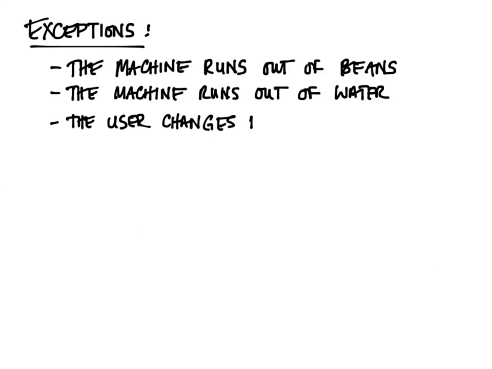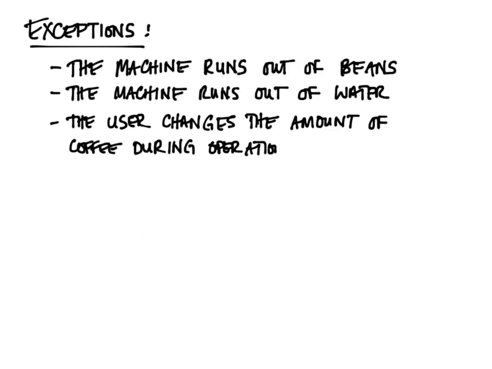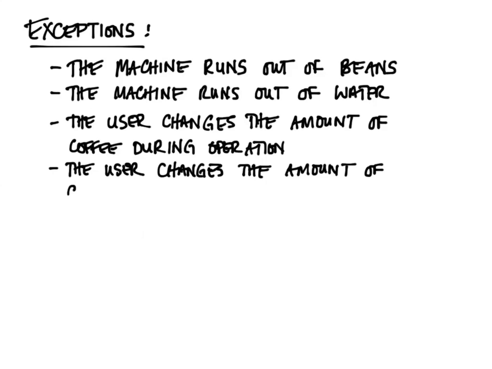Also, the user can change their mind partway through. So they can change their mind on the amount of coffee that they want during operation. And the user can also change their mind about the amount of coffee that they want to grind. So the first of these, the amount of coffee, is the amount of liquid they expect. That's exception number 3. Exception number 4 says that they want to change how much grind they want. That is, they decide after they start making the coffee that they want to grind more beans to be part of their espresso.